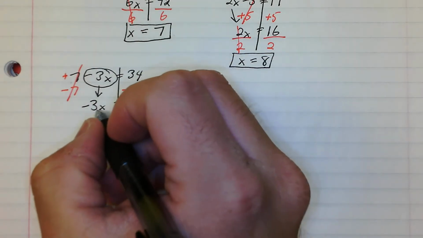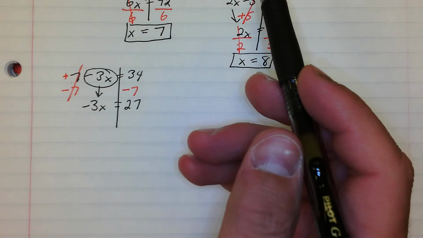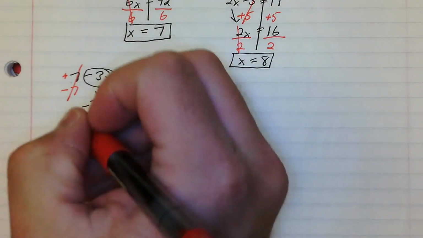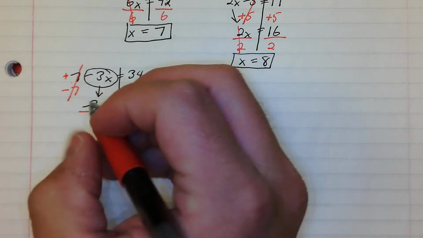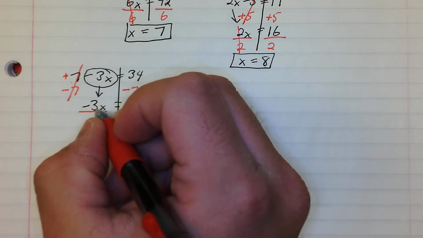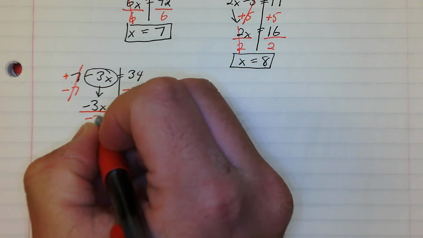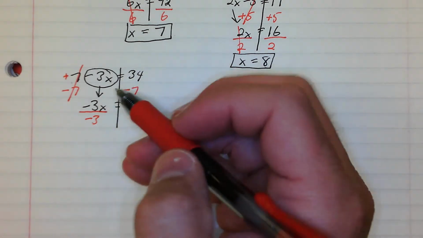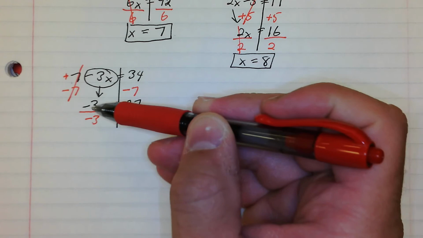Now, from here, I need to either divide both sides by the coefficient or multiply both sides by a denominator. In this case, I don't have a denominator, I have a coefficient, so I'm going to divide by the coefficient. The coefficient isn't just 3. It's actually negative 3. So I have to divide by negative 3. The reason being is I want to get rid of this negative sign. I don't want to have a negative variable.